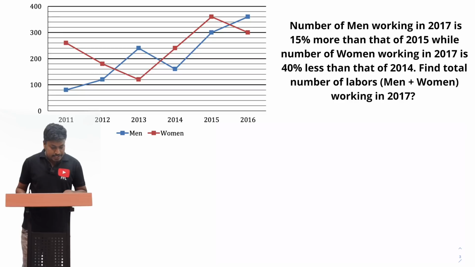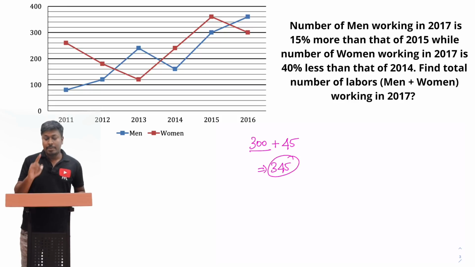Number of men working in 2017 is 15% more than 2015. So what they are saying is the number of men working in 2017 is 15% more than in the year 2015. First look at the chart. In 2015 the total number of men is how much? It is 300, right? So the total number of men working in 2015 is 300. From this 300, 15% more. What is 15% of 300, which is 45? So 45 men more, so the total will be 345. So 345 will be the total number of men working in the year 2017.